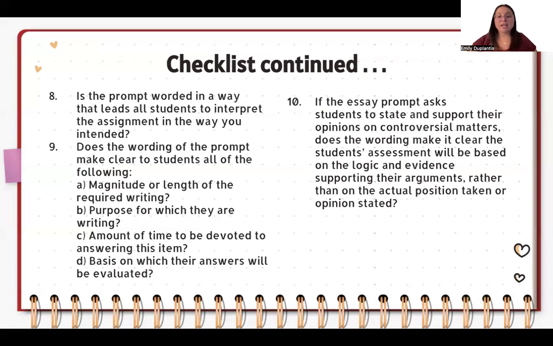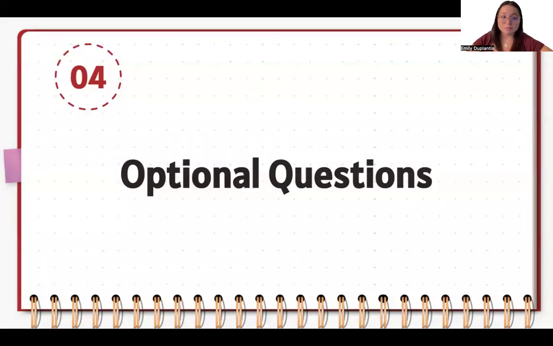And then 10, which is the final check, if the essay prompt asks students to state and support their opinions on controversial matters, does the wording make it clear to the student that their assessment will be based on the logic and evidence supporting their argument rather than the position or opinion that they take? So we're not grading them based on their opinion, right? Their opinion is their opinion, but is there evidence and is their reasoning appropriate to back that up? That's what they are being assessed on.